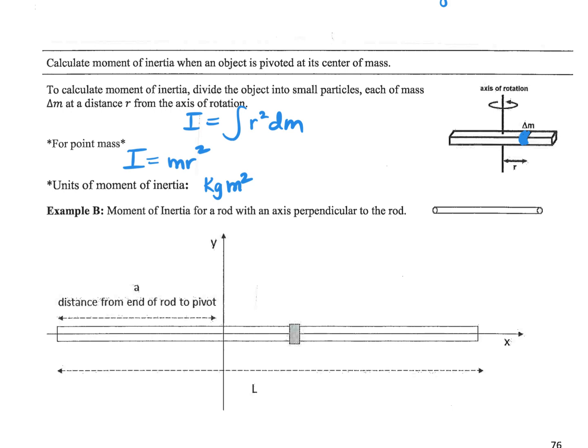Now, let's actually do this. Let's actually find the moment of inertia for a rod with an axis perpendicular to the rod. That's this guy right here. All right? Distance from the end of the rod to the pivot. So we're going to say the pivot is here, where y is. And we're, of course, going to break it into a bunch of little slices, right? These slices are all dm. But we also know these are lambda dx, right? Because it's just along its length.